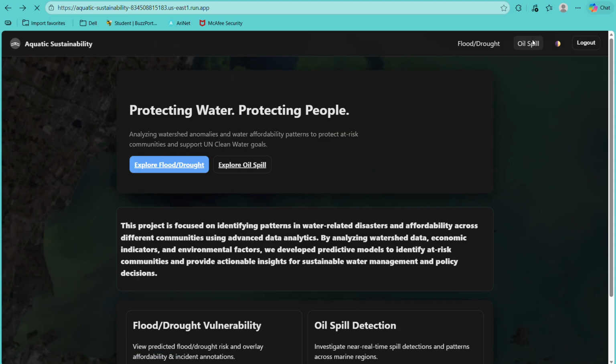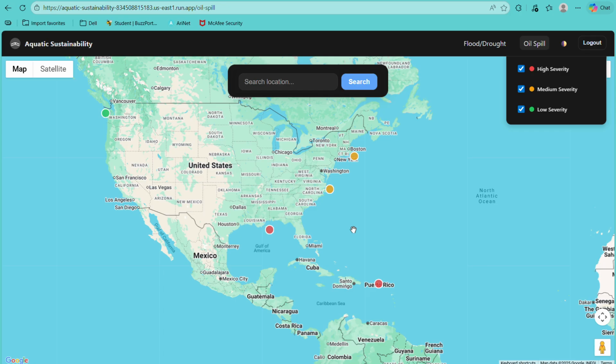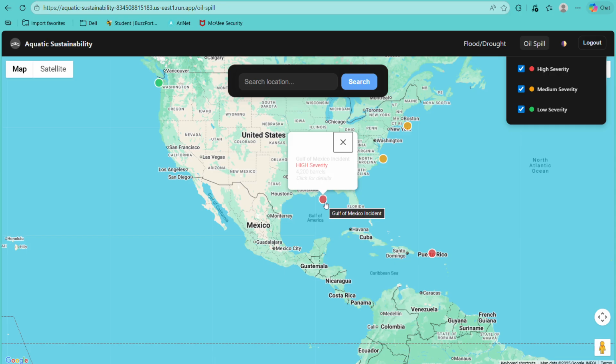The oil spill, first of all, contains information about different worldwide oil spills and water bodies, which include locations like the Gulf of Mexico or even Puerto Rico or states like Washington and Massachusetts. And to begin with, you can press the individual icon to see what kind of severity it has for the location here.